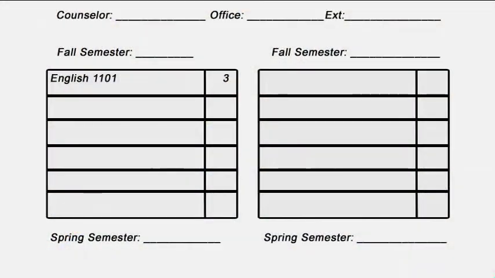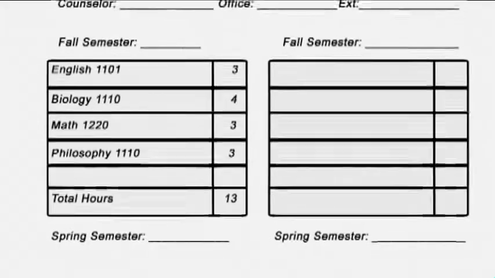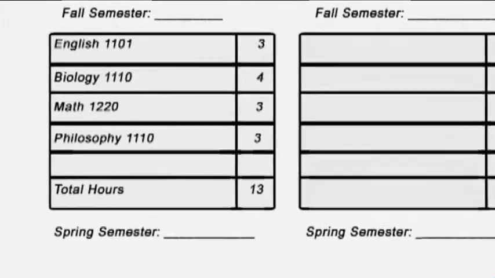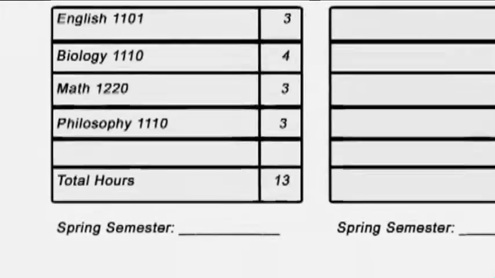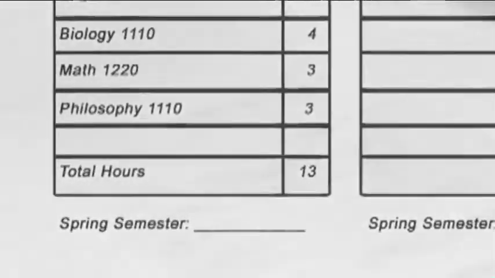Choose and write down about 1 class from each section. For example, Communications, English 1101. Physical Life Science, Biology 1110. Mathematics, Math 1220. Humanities, Philosophy 1110. This will add up to 13 semester hours of credit. To be considered a full-time student, you need a minimum of 12 semester hours of credit.